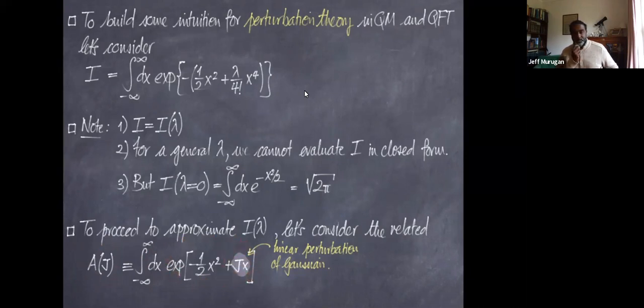Is that clear? All I said was some notation. Okay, there's nothing conceptually difficult here. So we add this linear perturbation to the Gaussian.